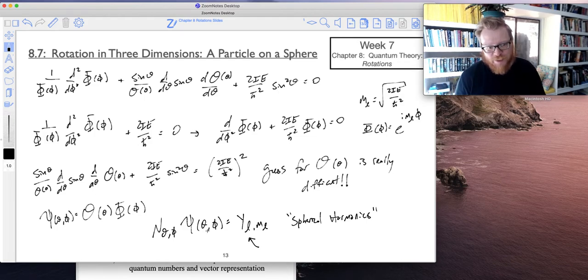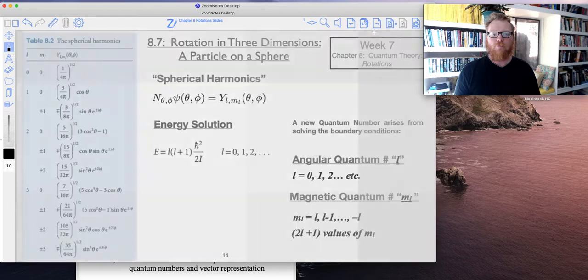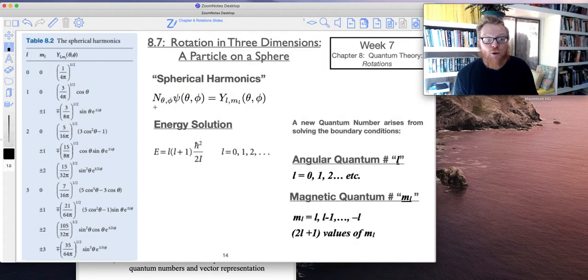to solve this system of equations. So I'm not going to hold you responsible for continuing through this solution. So we got a pretty good way through it, applying the separation of variables trick. But effectively, what we get, the normalized wave function of theta and phi becomes this Y_l^ml function, okay?